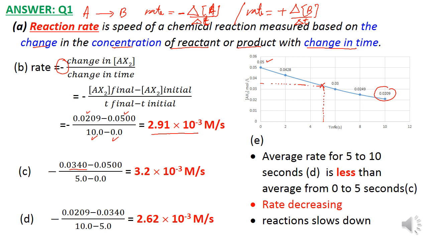The comment that I can make is that the average rate for 5 to 10 seconds is much less than the average rate from 0 to 5 seconds. This shows that the rate is decreasing and the reaction slows down.